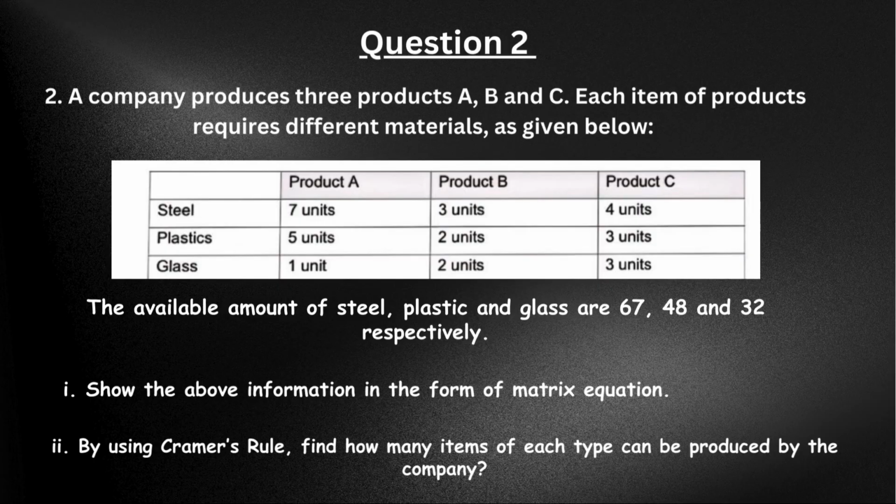The available amount of steel, plastic and glass are 67, 48 and 32 respectively. 1. Show the above information in the form of matrix equation. 2. By using Cramer's rule, find how many items of each type can be produced by the company.